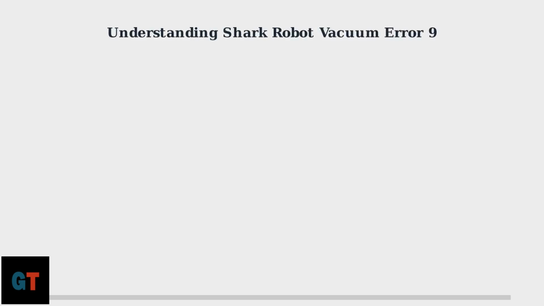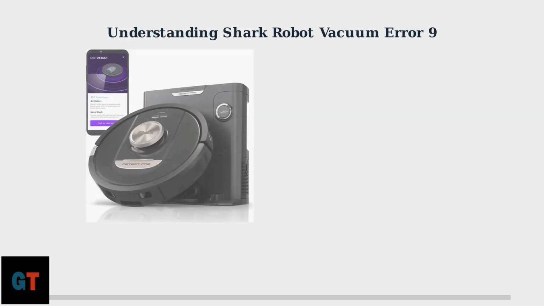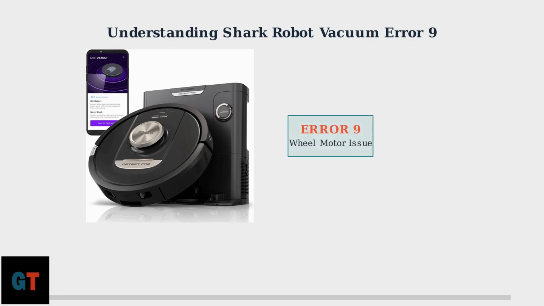Error 9 is one of the most common technical issues encountered with Shark robot vacuums. This error code specifically indicates problems with the wheel motors or navigation system that prevent proper operation. When error 9 occurs, the robot vacuum displays this error code and typically stops functioning. The robot cannot move correctly or complete its programmed cleaning cycles.